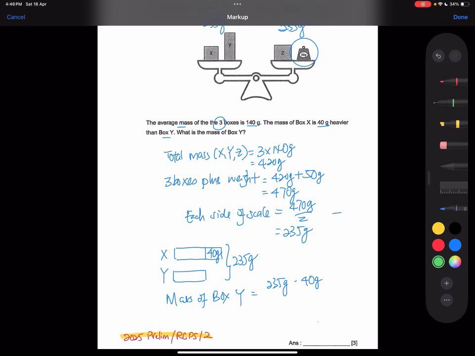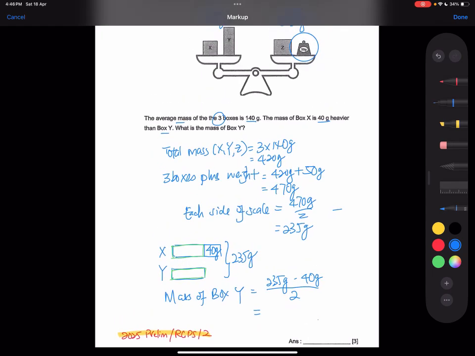Now 235 gram minus 40 gram will give us these 2 units here. But we only want to find Y, so let's divide this by 2. This will give us the mass of box Y. This is 195 gram divided by 2. That gives us 97.5 gram. That's our answer, 97.5 gram.